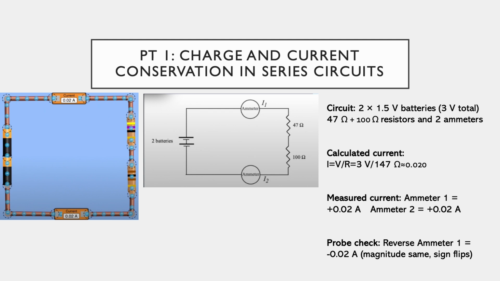Now, for the series circuit, charge and current conservation. Our first test loop has two 1.5 volt batteries for a total of 3 volts, a 47 ohm and a 100 ohm resistor in series, and 2 ammeters. The resistance is 147 ohms, divide 3 volts by that, and we predict 0.02 amps everywhere in the loop. Both meters read plus 0.02 A, and if I flip the leads on the top meter, it reads minus 0.02 A, which is the same magnitude, opposite sign. That's basically Kirchhoff's law. Current entering any point equals the current leaving.